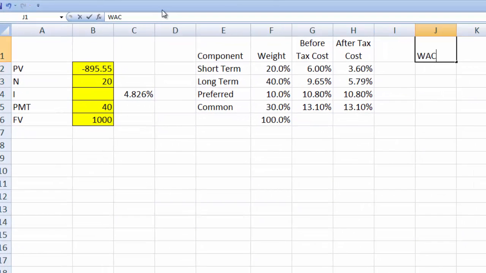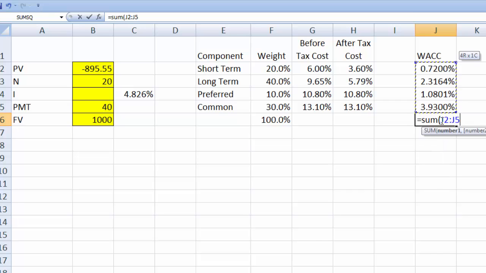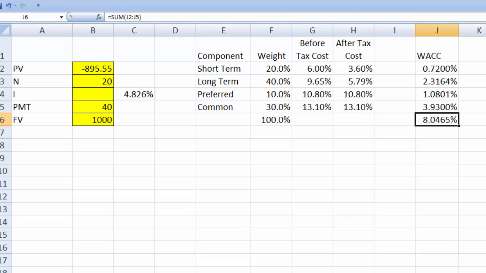Now to get the WACC, we're going to take each of the component costs, multiply it times the component weights, do that across all four, and then add up each of those four pieces. And so in this case we have the weighted average cost of capital of 8.0465%, and if we were rounding that to the nearest hundredth of a percent, which is fine for a final answer, we would have 8.05%.